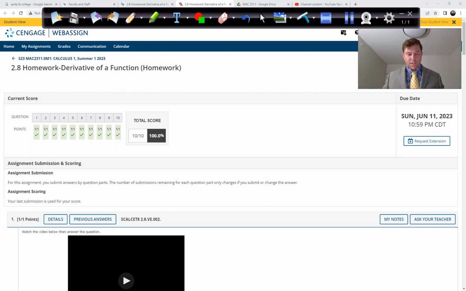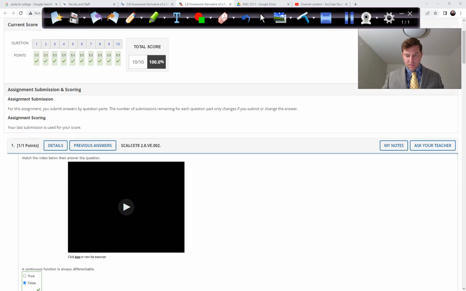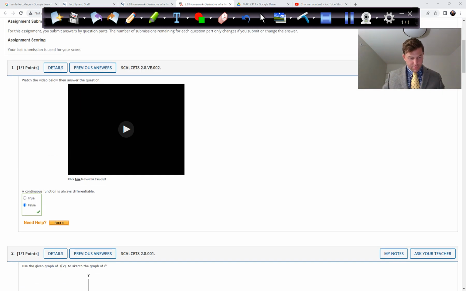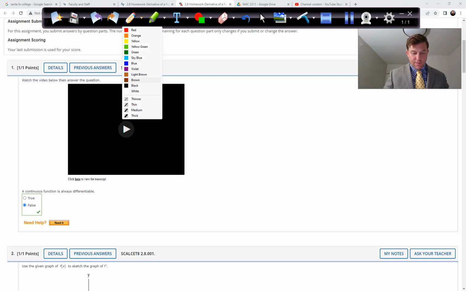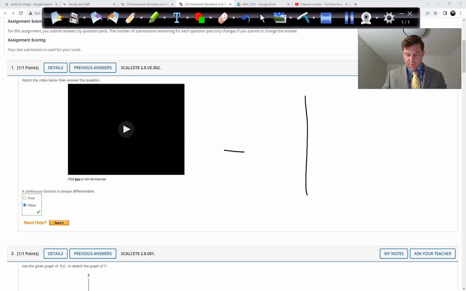Okay, in chapter 2, section 8, we will continue with derivatives of functions. So the first one, a continuous function is always differentiable. That is false. There are cases where the derivative breaks down even with a continuous function.